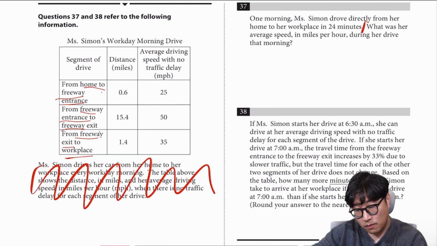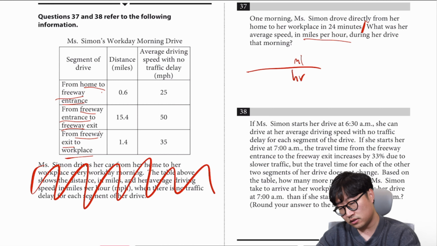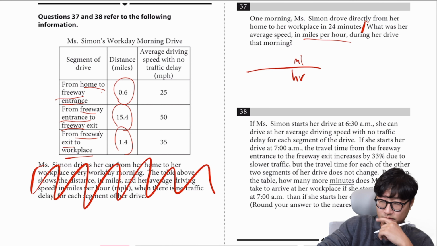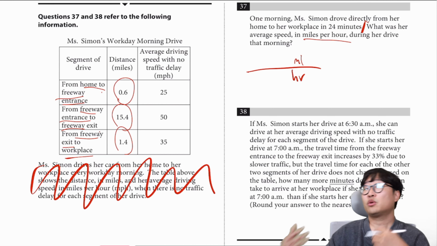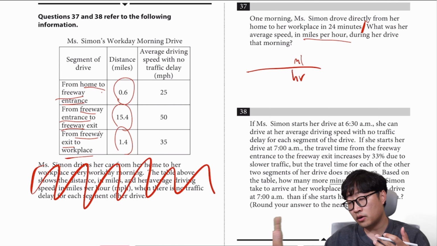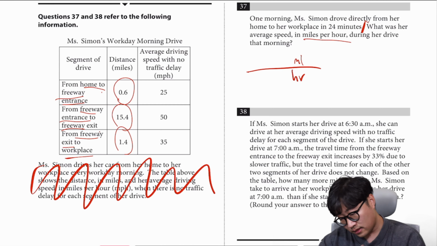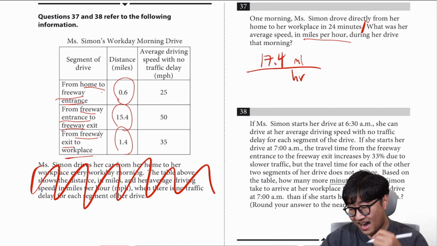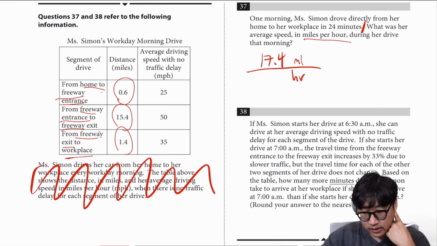So first of all, they want miles per hour. Do we know the miles? Absolutely, because they gave you all the miles, right? So if you just add them all up, that's the total number of miles of distance that she is traveling from her home to her workplace. So if you add them all, then you're going to get 17.4 miles. Just add them all. And then it took 24 minutes.